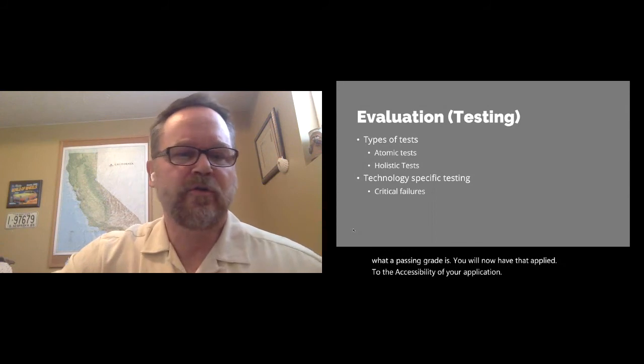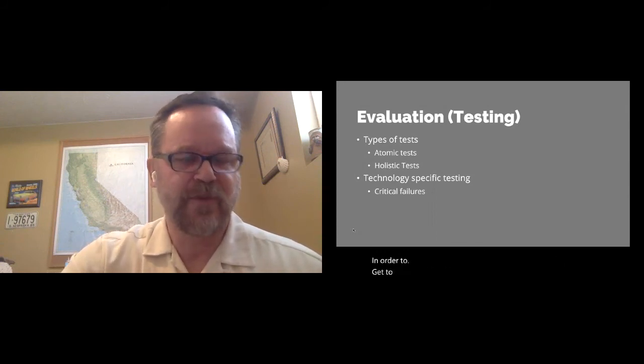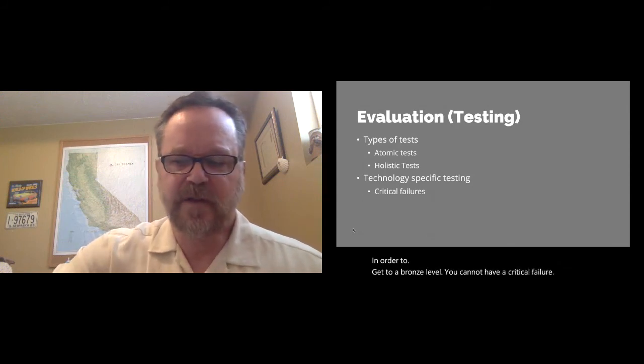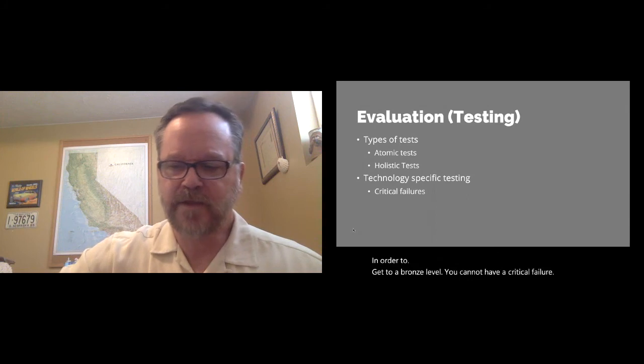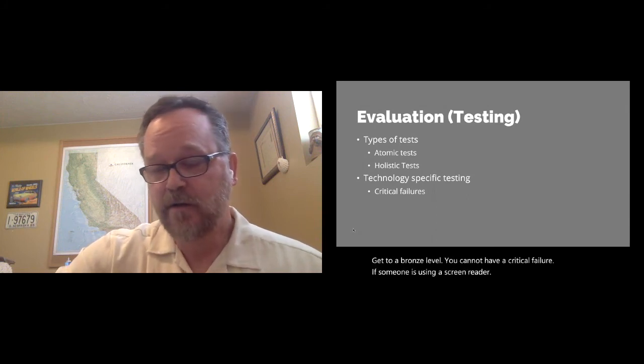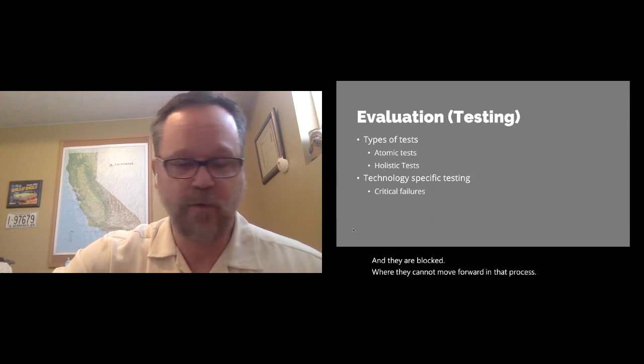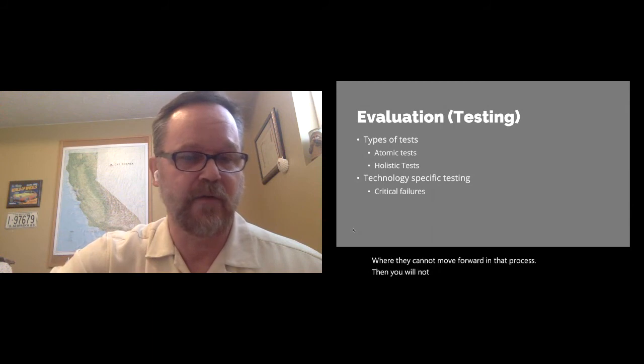In order to get to a bronze level, you cannot have a critical failure. If someone is using a screen reader and they are blocked where they cannot move forward in that process, then you will not even achieve that bronze level of conformance.